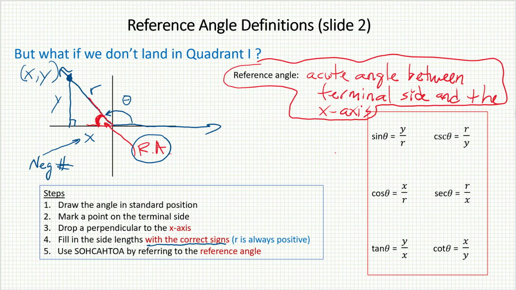Here are those same definitions we just wrote down. Sine theta is opposite y over hypotenuse r, opposite over hypotenuse. Cosine theta is x over r, or with regard to the reference angle, adjacent over hypotenuse. Tangent is y over x, opposite over adjacent. The reference angle definitions allow us to still use SOHCAHTOA no matter how big or small the angle is or what quadrant we are working in.